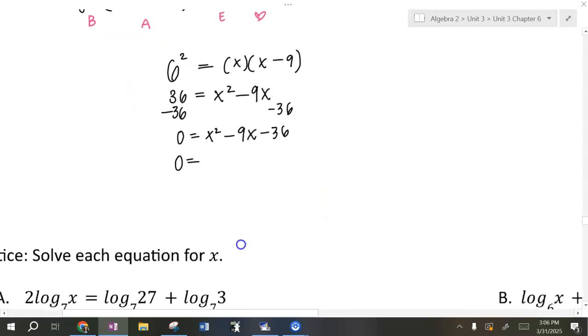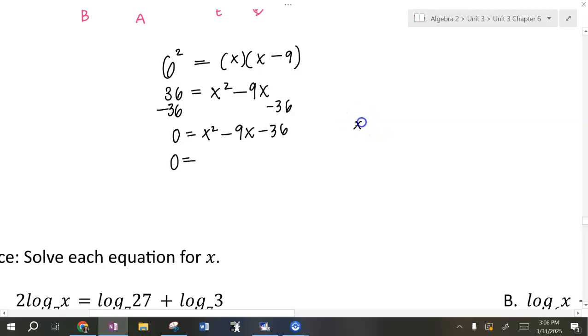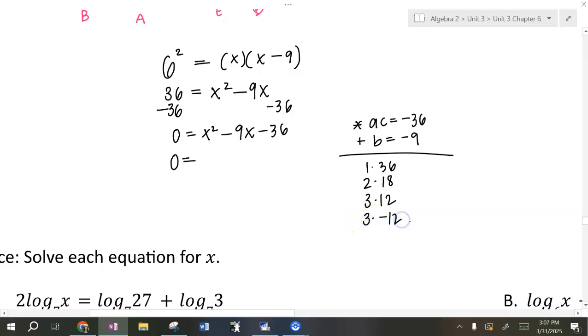I always try factoring first. Can I think of any two numbers that multiply up to AC negative 36 and they add up to the B value negative 9? Let's think about it. It's not going to be 1 and 36. 2 and 18 isn't going to work. How about 3 and 12? That'll work. I need it to add up to negative 9, so I'm going to go positive 3 times negative 12. That'll add up to negative 9. It'll multiply up to negative 36. So my factors are x plus 3 and x minus 12.